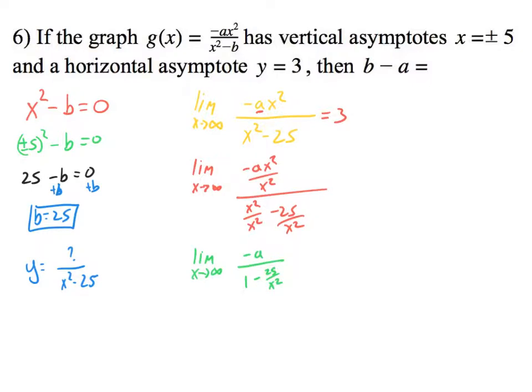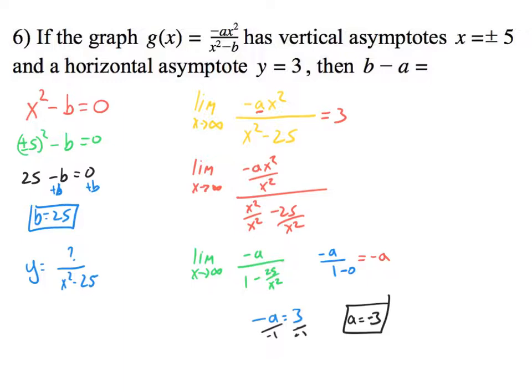Now think back to our horizontal asymptotes. If we plug in infinity, aren't we going to have negative a over 1 minus 0, which is negative a? So negative a equals our horizontal asymptote, which is 3. So what does a have to be? If you multiply both sides by negative 1, you get a equals negative 3. That would be your a value.